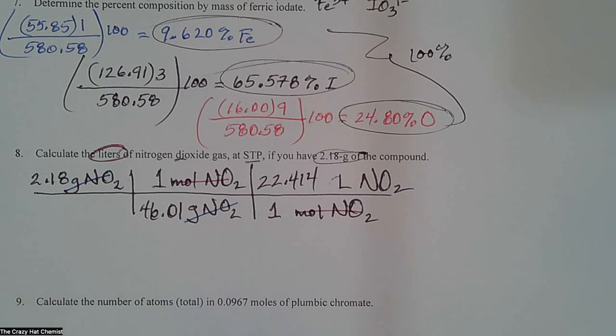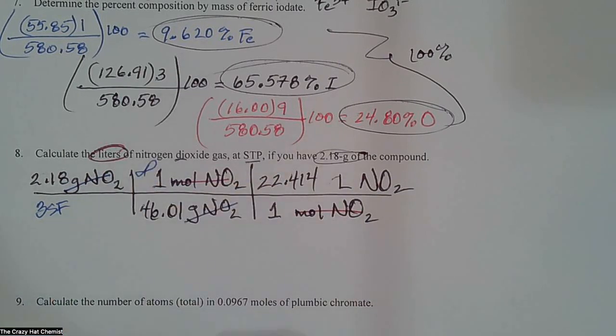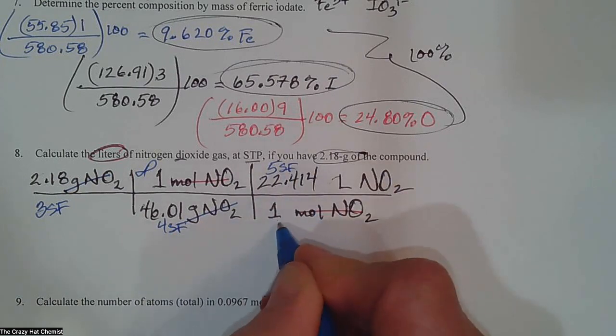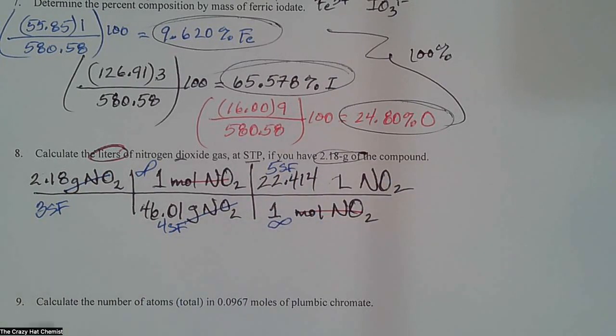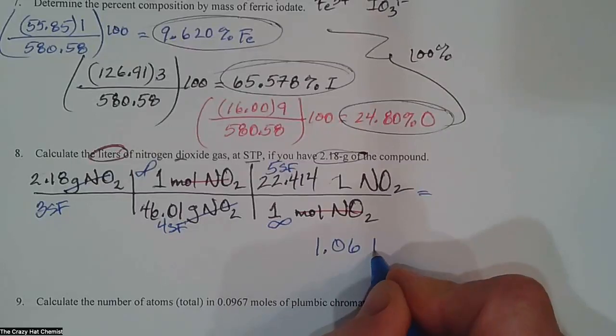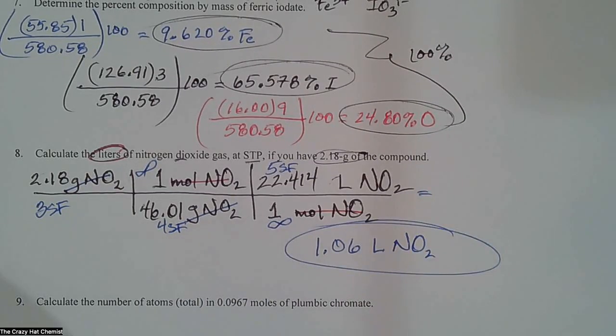So now we're looking at significant figures. This has 3 significant figures. This has an infinite number of significant figures, 4 significant figures, 5 significant figures, and an infinite number of significant figures. So it looks like the fewest number of significant figures I have on here is 3. So I'm going to get my calculator number and then round it to 3 significant figures. That'll be 1.06 liters of NO2. Circle that. And that should be your answer. Cool.